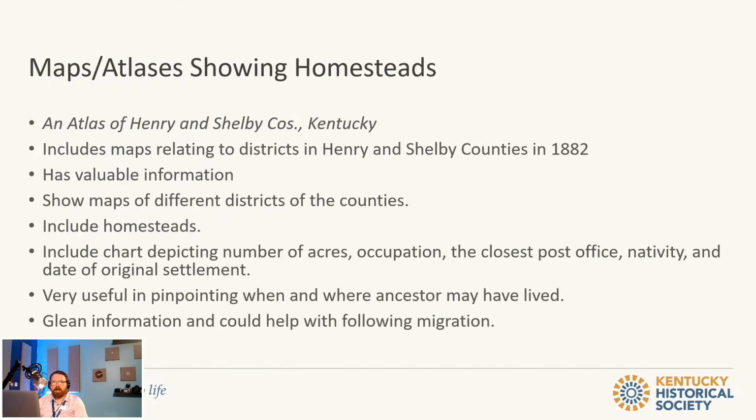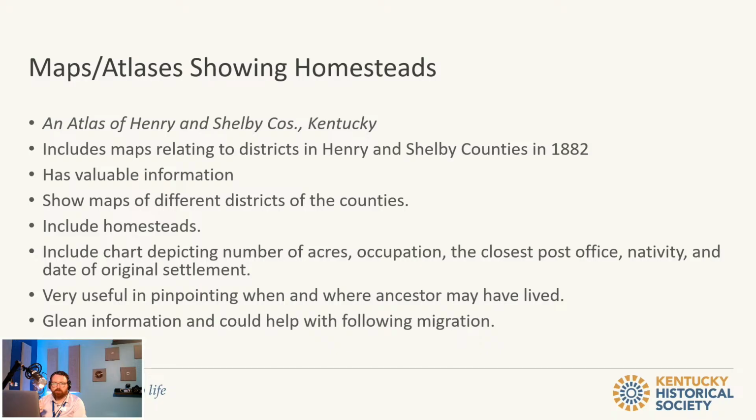So the maps or atlases showing homesteads. One example that we have here at KHS is an atlas of Henry and Shelby counties, Kentucky, and it's basically relating to the different districts and sections of Henry and Shelby counties in 1882. And it does have very valuable information. It'll show maps of different districts of the counties. It includes, as previously mentioned, the homesteads.